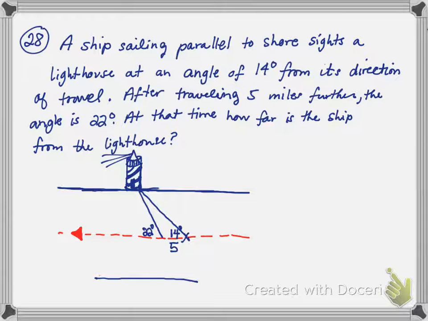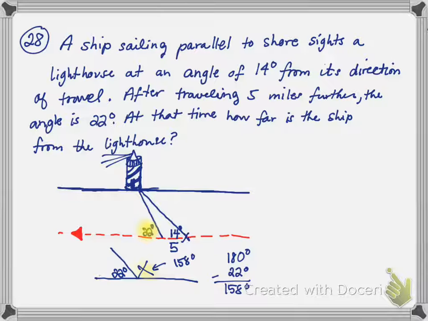If the boat is sailing parallel, and we know this angle is 22 degrees, I'm paying attention to this one here. I know that 22 degrees and this other angle here, which we'll label as X, have to create 180 degrees because it's a straight angle. So I can find the value of X by subtracting that 22 degrees from 180. When I do that, I get 158 degrees. So I know that angle X is 158 degrees.